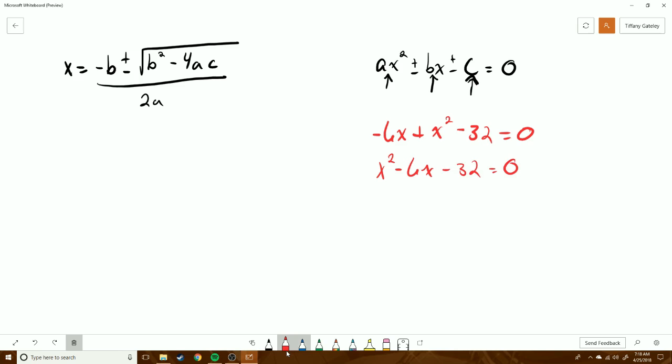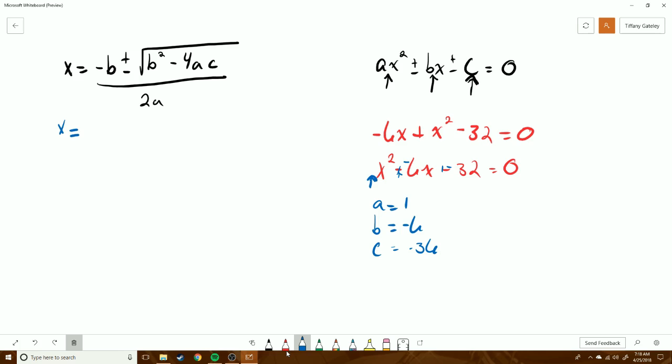Alright, so your a is 1. There's not a coefficient, it's 1. We just leave it off to save space. Your b is negative 6, because remember this negative here goes with the 6, and same with the 32. So your c is negative 32. So then let's plug this into our quadratic formula to see what the answer is.